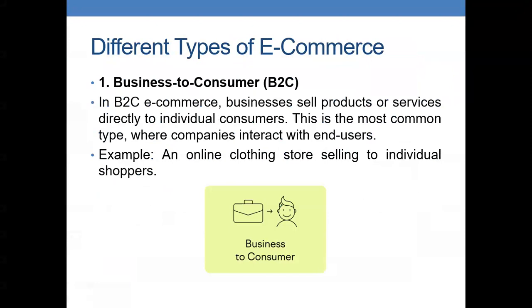Business to consumer is where businesses sell products or services directly to individual consumers. This is the most common type, where companies interact with end users, meaning customers here. They can talk directly with them and sell products and services to individual customers. An example is any online clothing store selling to individual shoppers. Take any online platform directly selling to individual customers.